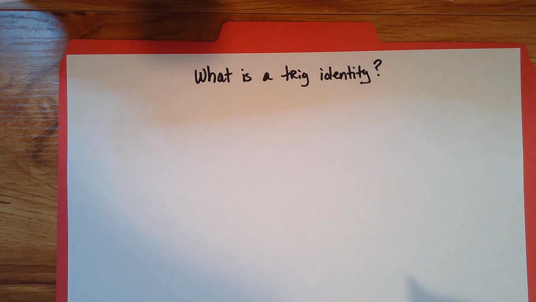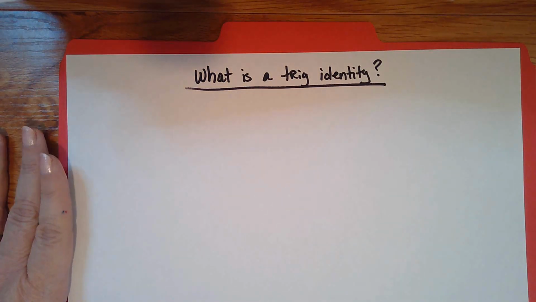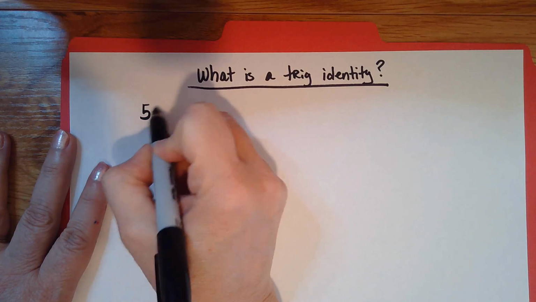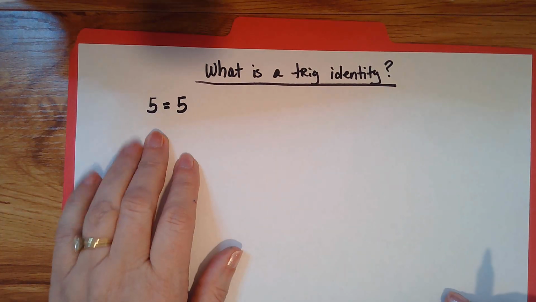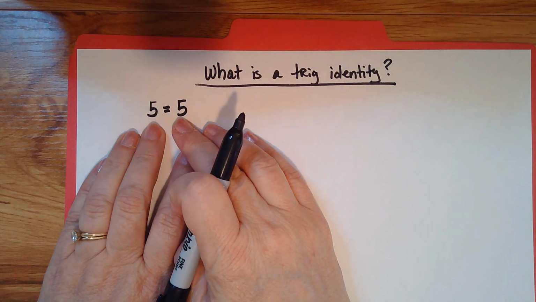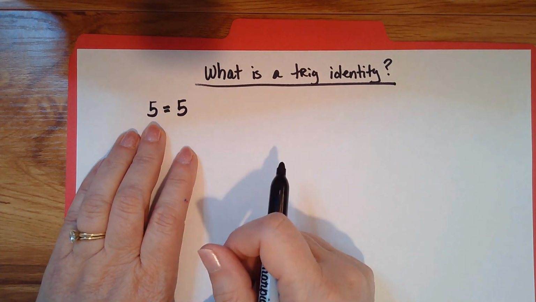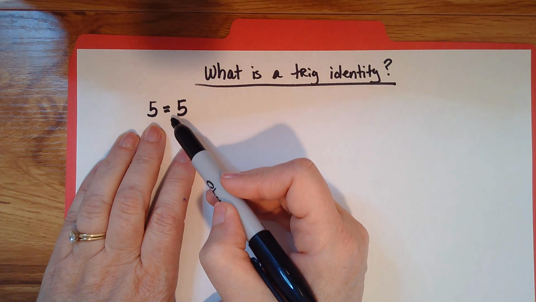Hello everyone, and welcome to your video which is going to tackle the big question, what is a trig identity? So before we get too far into the world of trigonometry, let's stop here and look at a simple identity. 5 equals 5. Such a simple identity, you probably wonder, why do I even have to learn this? Well, good point. Only because it makes it very easy.